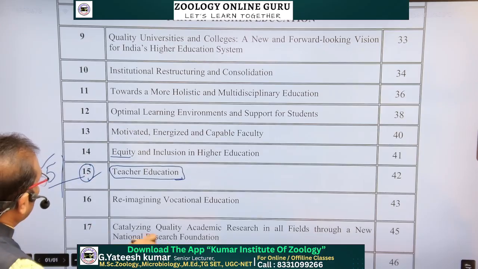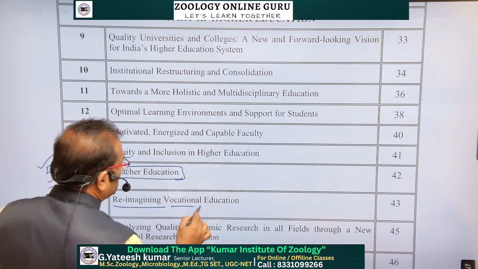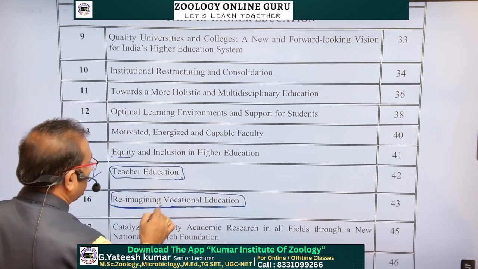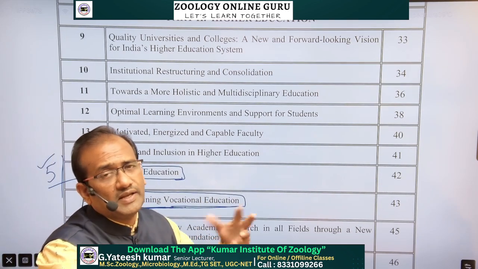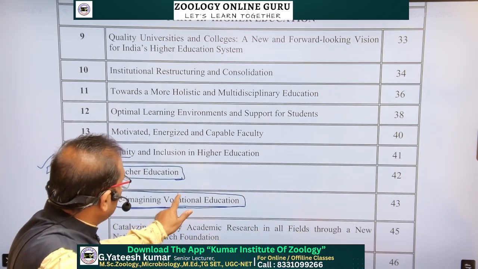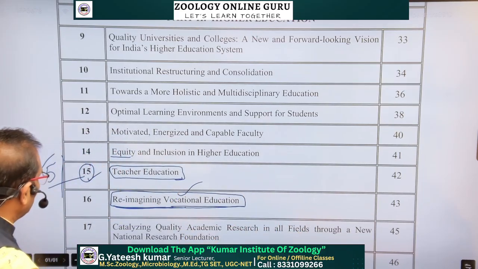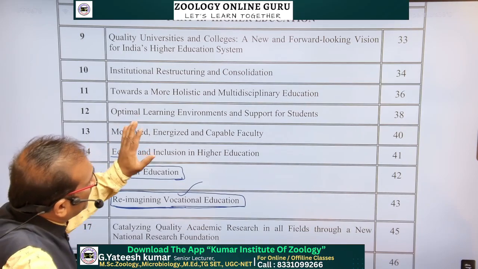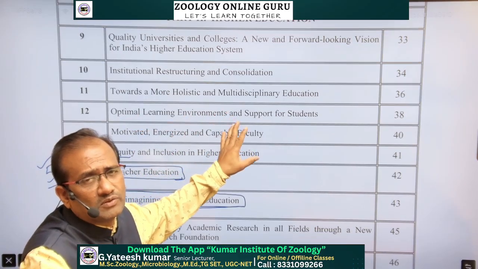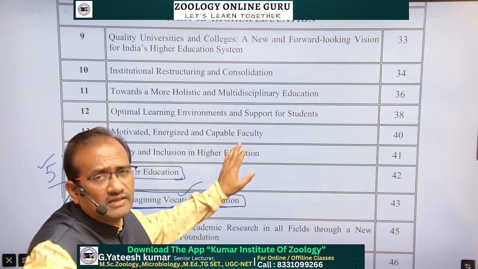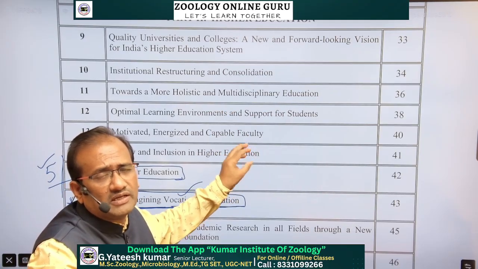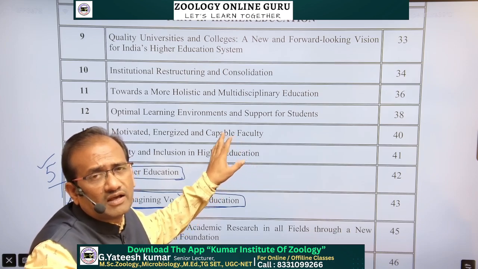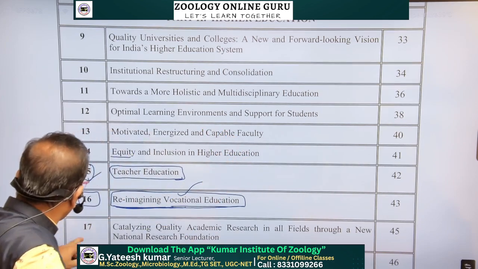Next, chapter 16, re-imagining vocational education. Whatever the vocational education system is presently in the education system, that is re-imagined. Vocational education is also given more priority in the NEP 2020. That is present in chapter 16. This is also important. Each and every line is important in the NEP 2020. If you know every line of the NEP 2020, it is very easy to gain more marks if we get this type of questions.